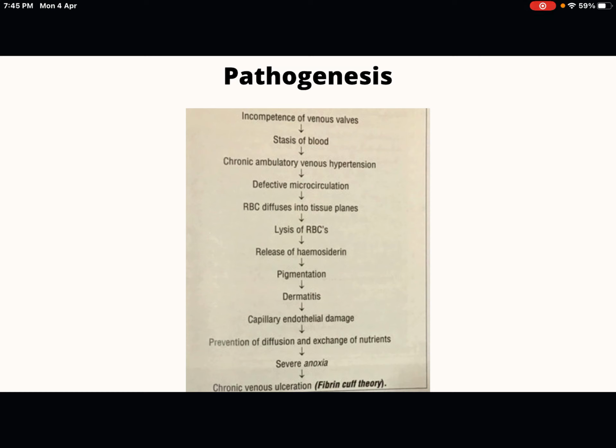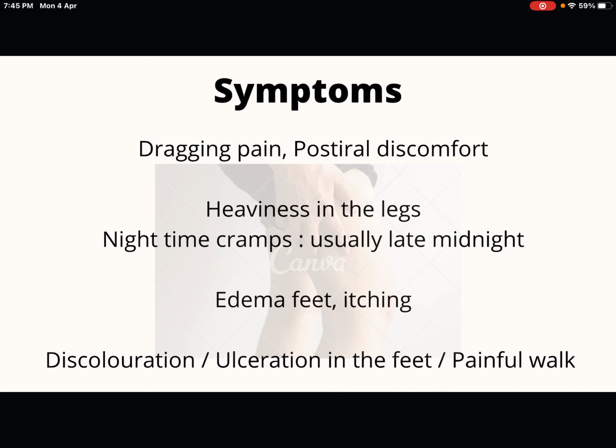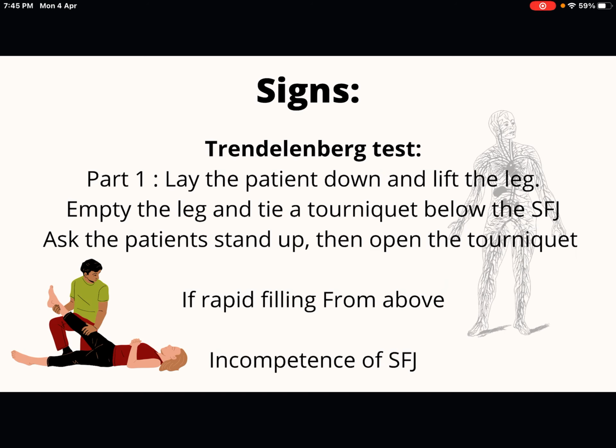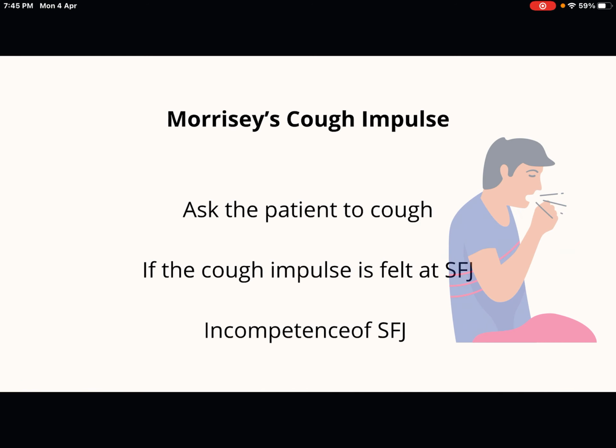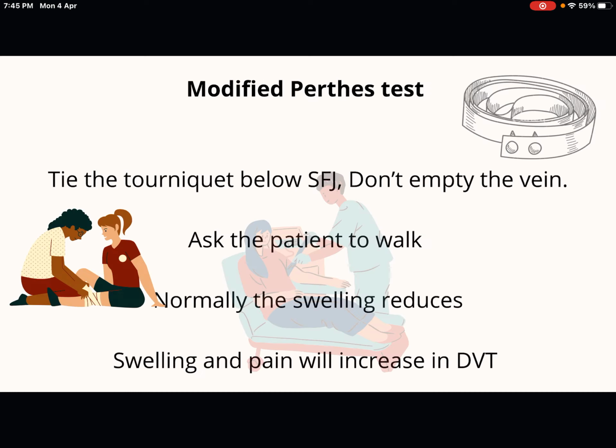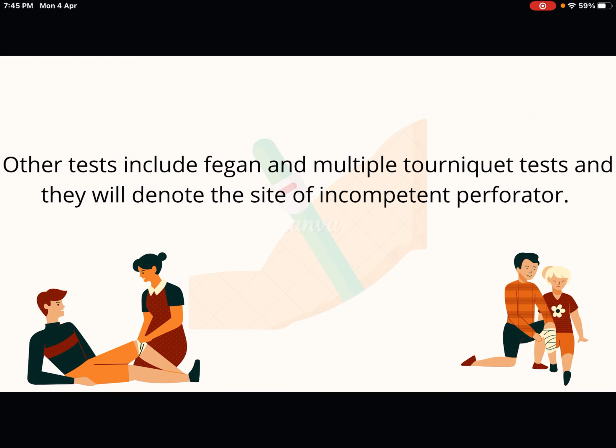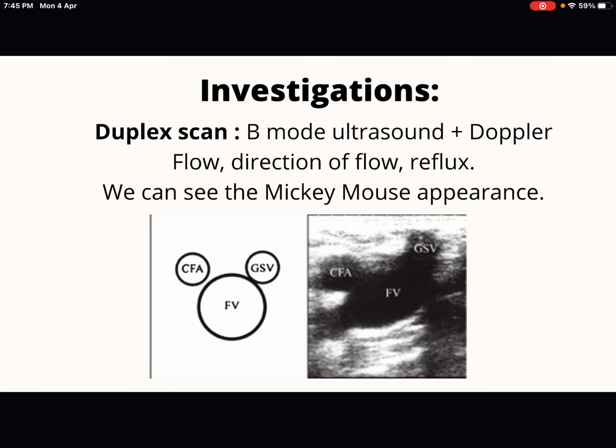Incompetence of the valve will occur, and that's why stasis of blood happens. There will be defective microcirculation, RBCs will diffuse into the tissue planes, lysis of the RBCs occurs, hemosiderin will be released, causing pigmentation, dermatitis, and finally chronic venous ulcer formation. That you can write. Symptoms will be pain, a dragging type of pain, night cramps, edema, itching, discoloration, ulceration, etc. Signs you have to remember: Trendelenburg test, part 1 and part 2, Morrissey's cough impulse, Schwartz test, and modified Perthes test, etc.